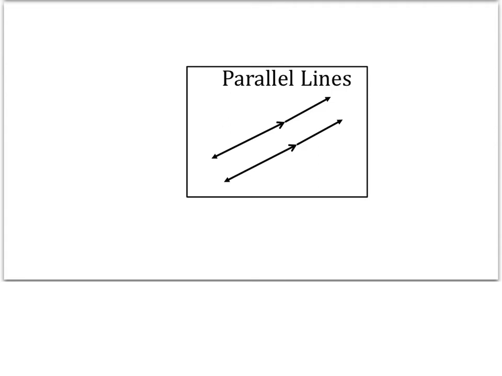Parallel lines. Let's say this is line AB, and this is line CD. Okay, parallel lines will never intersect. These two arrows in the middle of these two lines mean that the two lines are parallel.